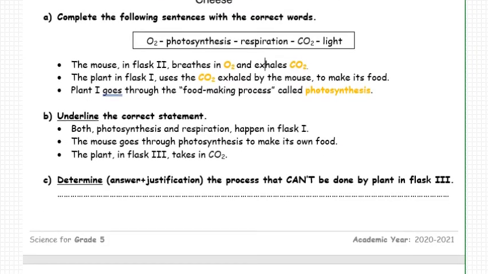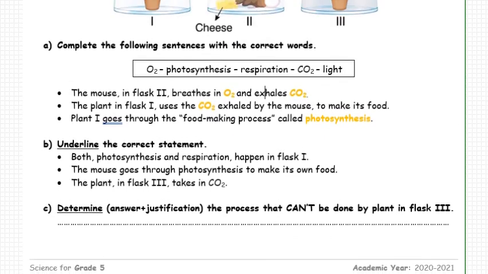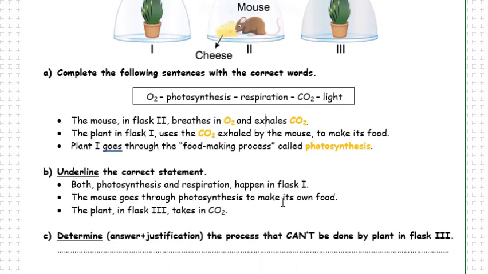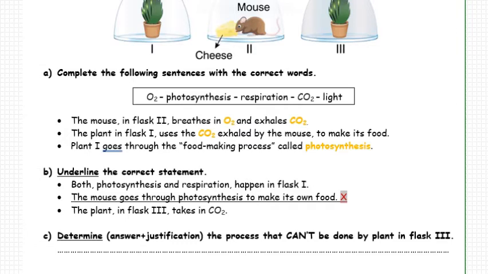Underline the correct statement. Both photosynthesis and respiration happen in flask 1. This is true. Plants can breathe. Plants do photosynthesis. So in flask number 1, yes, both processes happen. The mouse goes through photosynthesis to make its own food. So animals do not go through photosynthesis. This statement is wrong. This is the wrong statement that we are looking for.